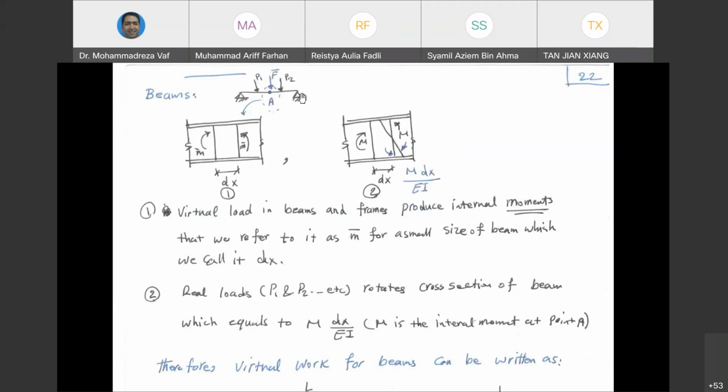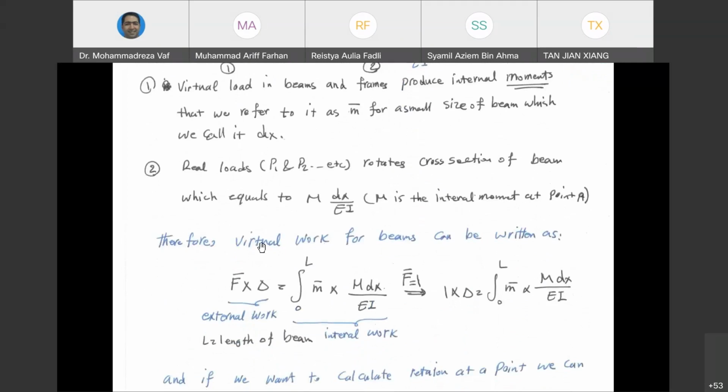Meaning we need to have one structure under the external force. We need to analyze that. And then we need to have another structure. We are going to apply a virtual force to the location where we want to calculate the displacement and analyze that one. And after that, put it inside the main equation and get a new equation. So this is some explanation of how we can convert the previous equation that we had to beams. For beams, our equation is going to change to these equations.